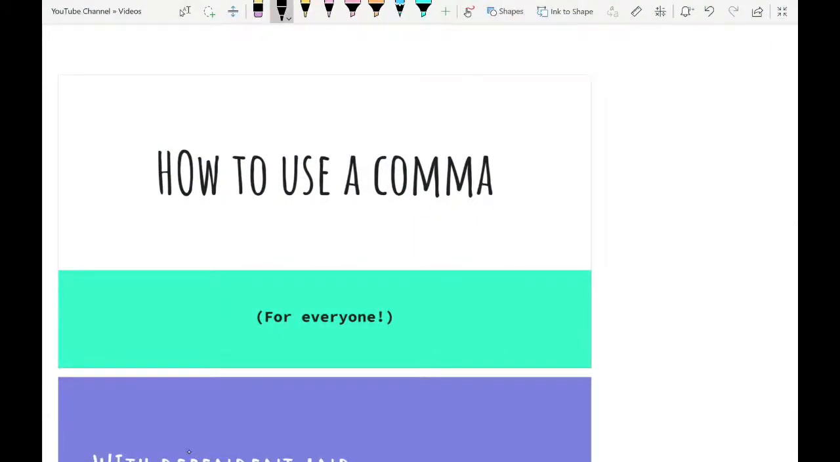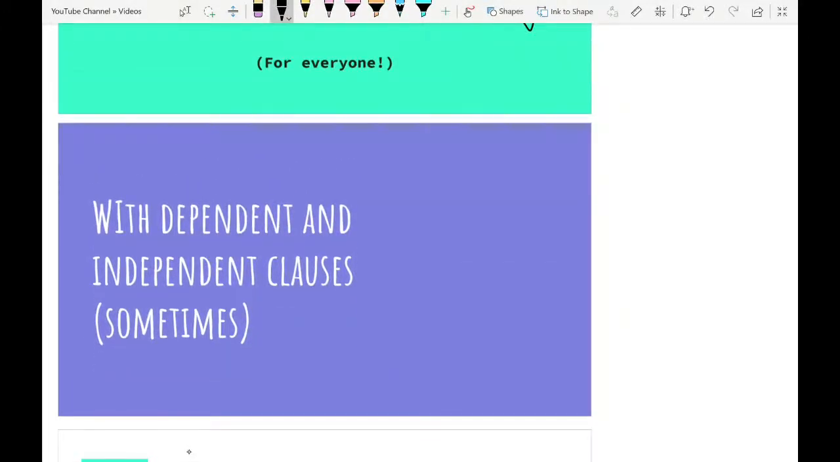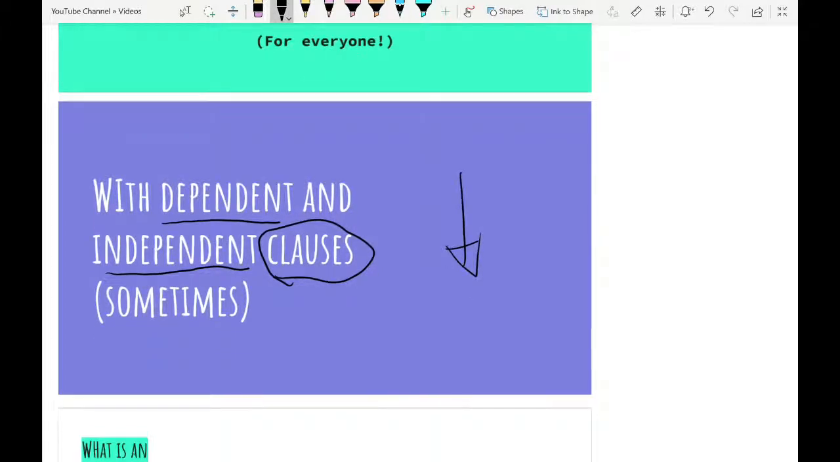Okay, without further ado, let's get into commas. So we've gone over a few ways to use commas. Today will be a little bit of a trickier topic, not too hard, but you definitely will want to pay attention to some of these rules. Today we're going over commas with dependent and independent clauses. Let's go over what a dependent and independent clause is before we get into how to use them.